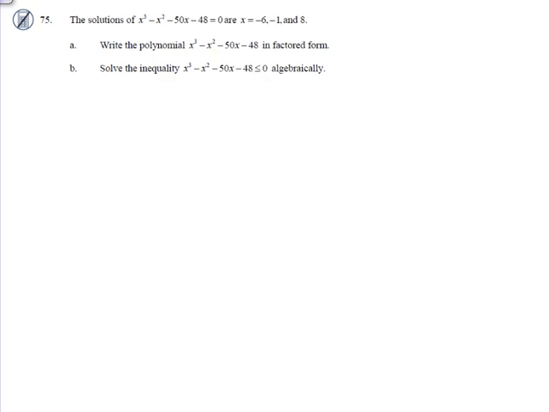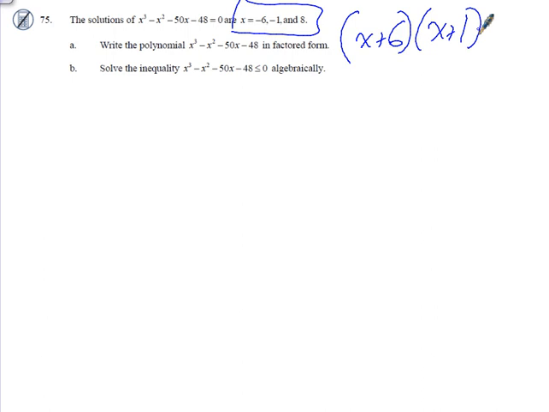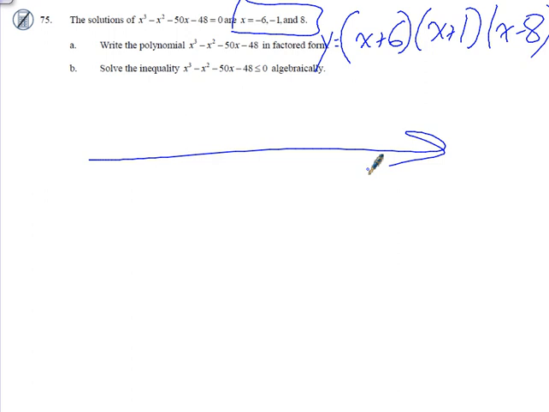75 gives us a function, and it gives us our zeros. My zeros are x equals -6, -1, and 8. It wants us to write the polynomial in factored form. So factored form, they give us our zeros, so it would just be x plus 6, x plus 1, x minus 8. So that would be the function in factored form. And then those are my zeros. So that's what I'm going to put on my number line.